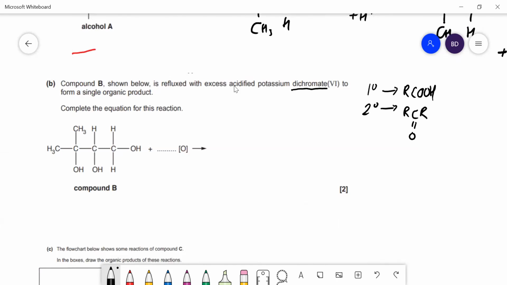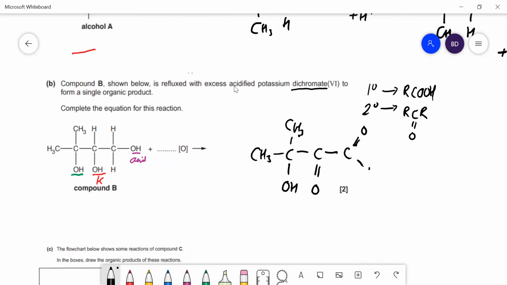Now, let's see what we've got here. This is a tertiary, so that's not going to be oxidized. This one's going to go to a ketone. And here we've got a secondary, and that one there is going to be oxidized to an acid. So let's draw the product there. We're going to get CH3. That doesn't change. That turns into a ketone, and that turns into a carboxylic acid.